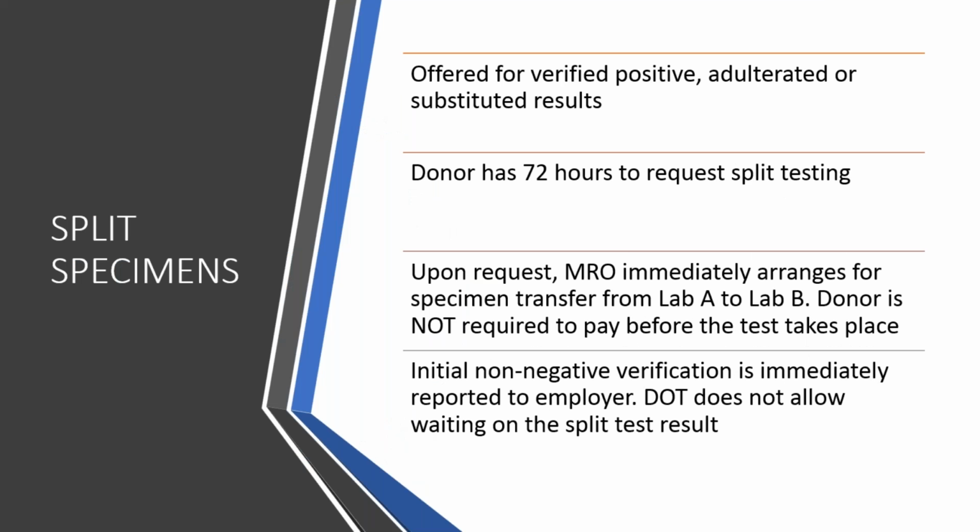Split specimens are offered for verified positive, adulterated, or substituted results. The donor has 72 hours to request the split specimen testing, after they've had their interview. Upon request, the MRO immediately arranges for the specimen transfer from Lab A to Lab B. The donor is not required to pay before the test takes place.